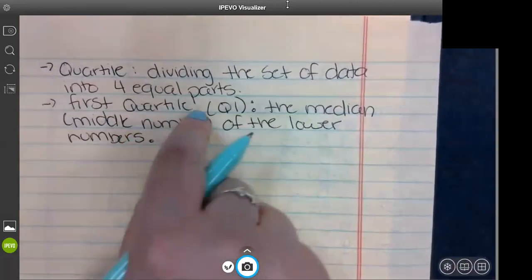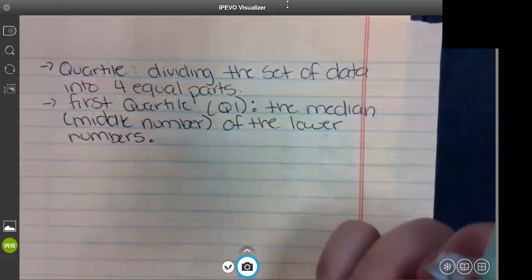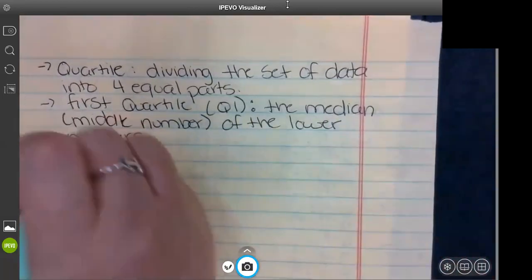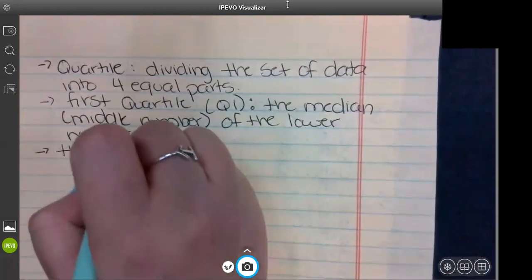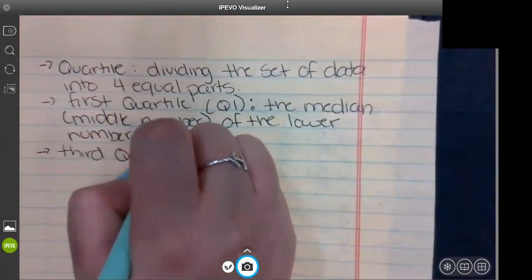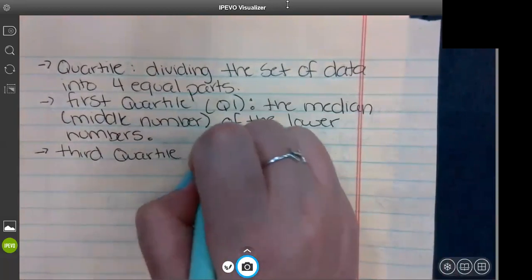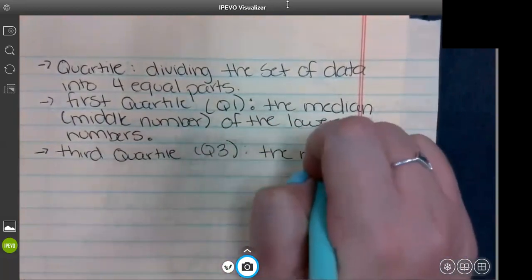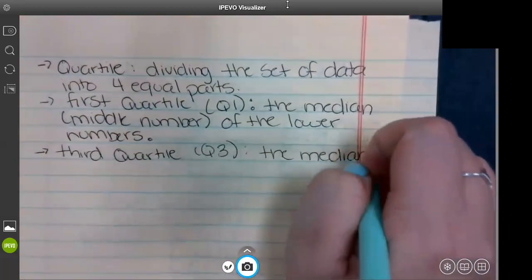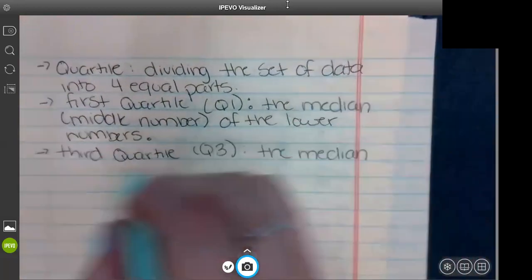And the opposite of the first quartile is going to be the third quartile, or Q3. And that's the median or the middle number of the upper numbers.